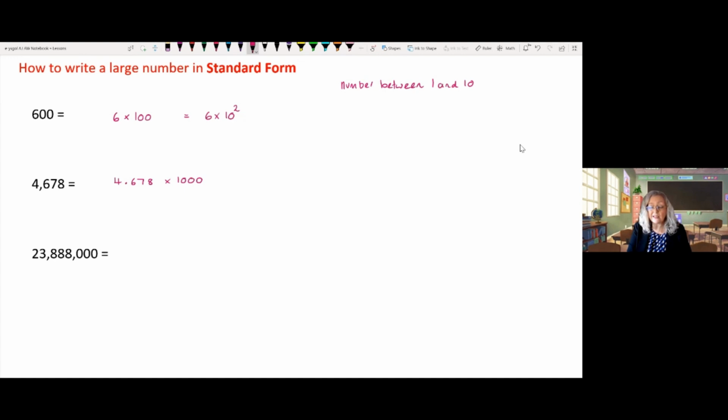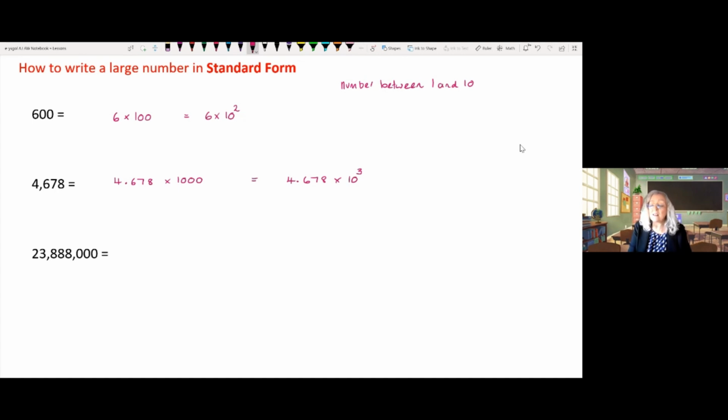But I can write 1,000 as 10 to the power of 3. So in standard form, this number is going to be 4.678 multiplied by 10 to the power of 3. Now, when we get to large numbers, we wouldn't always necessarily have this middle step where we're writing multiplied by 100, 1,000 or 1,000,000, although you can if you want to. What we might do is try and go straight to the end step of being in standard form.